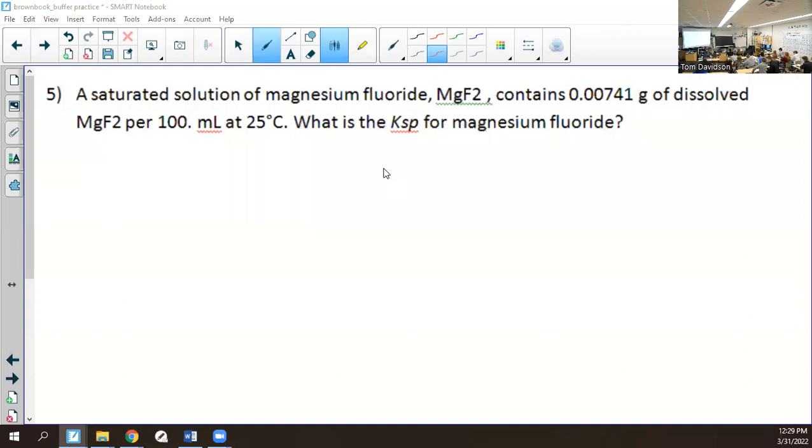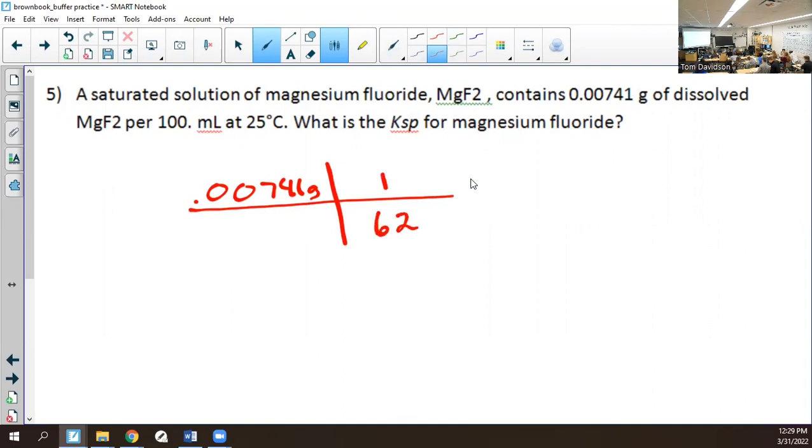Well, hopefully by this time in your career, you know how to go from grams to moles. We dang well should be able to. All right. So there is 0.00741 grams. What's the molar mass of this? Like 62? I hate being genius. And this equals what number then? 115.